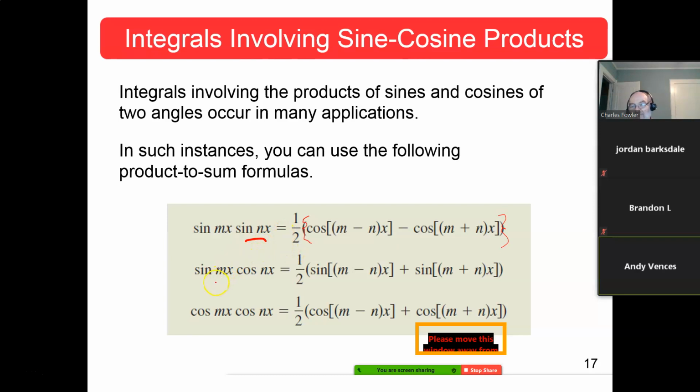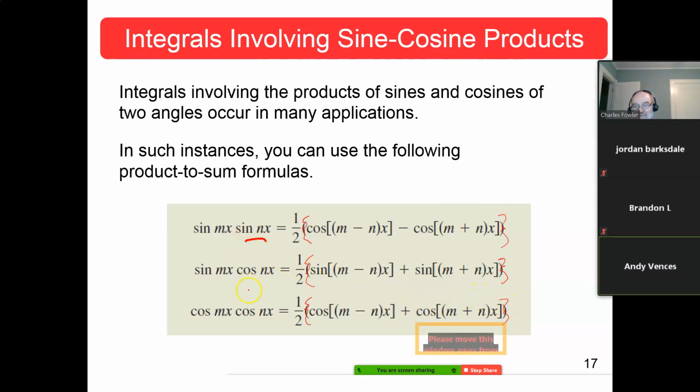Now, what if you had the product of a sine mx times a cosine nx? Well, that's going to be 1/2, and again I'm going to put the brace here and here, sine of m minus n x plus sine of m plus n x. So this is if you had sine sine, this is sine cosine. If you have cosine cosine, then it's 1/2, and again I like to have a brace here and here, cosine of m minus n x plus cosine of m plus n x.